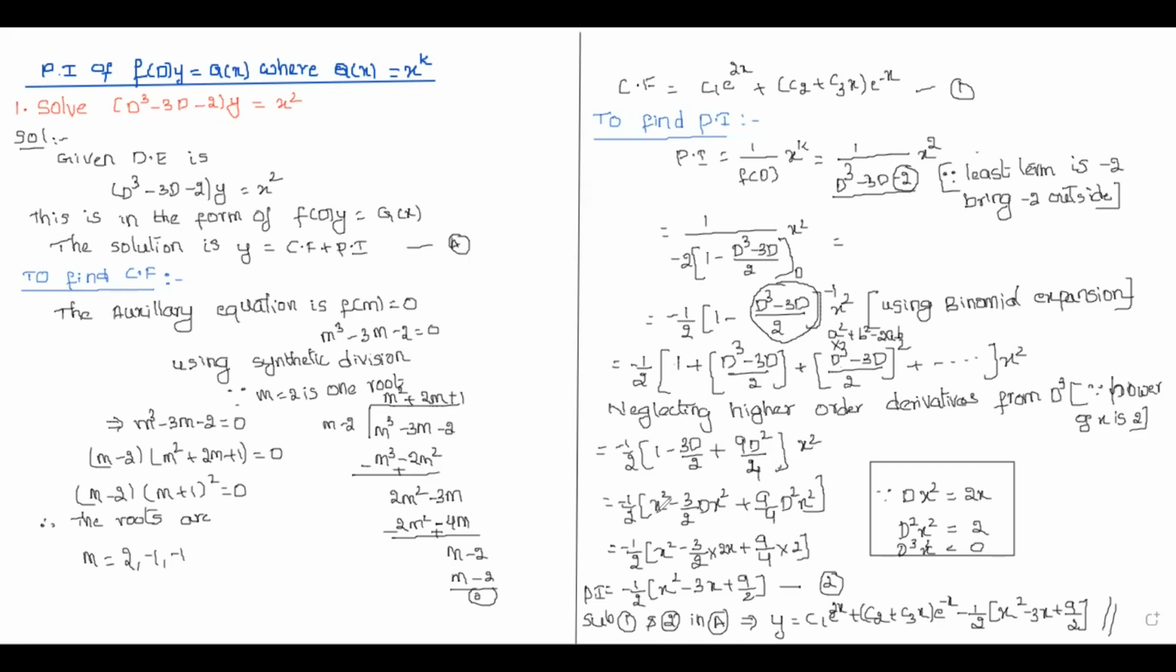So minus 1 by 2 into x square minus 3 by 2 into d x square plus 9 by 4 into d square x square. Now d x square is nothing but differentiating x square one time, we get 2x. Differentiating 2 times we get 2. So after solving, we get particular integral equal to minus 1 by 2 into (x square minus 3x plus 9 by 2). So substituting this complementary function and particular integral in the solution, y can be obtained as y is equal to c1 e power 2x plus (c2 plus c3x) into e power minus x, minus 1 by 2 into (x square minus 3x plus 9 by 2).